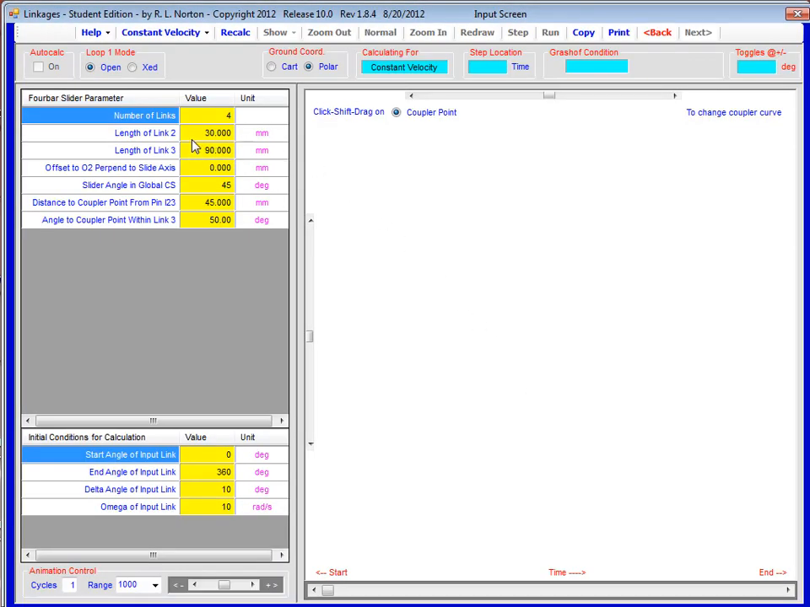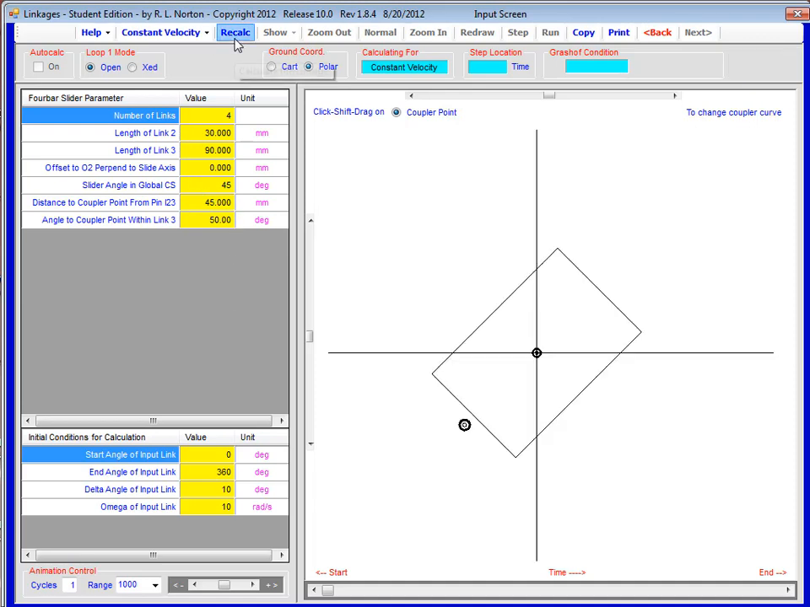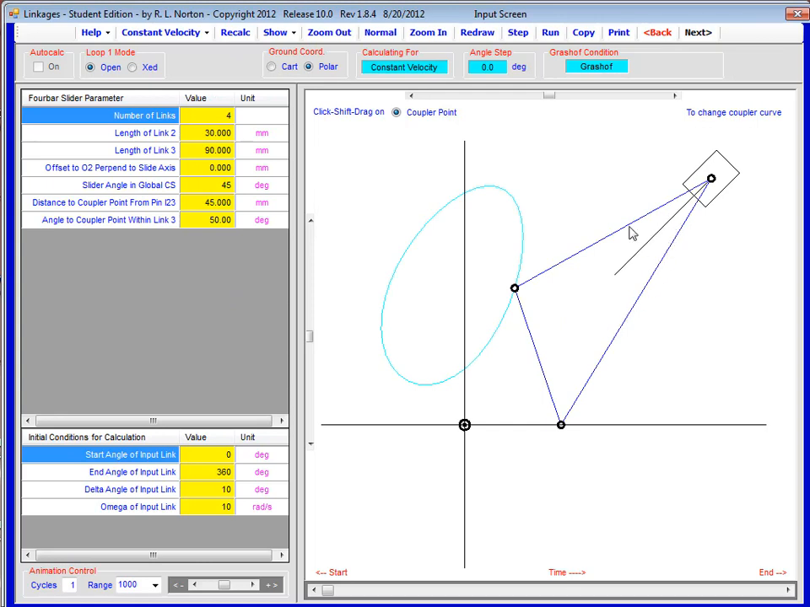Okay, so you can see that the crank is at 30, the coupler is at 90 millimeters. The offset is at 0 because the axis of the slide is going to pass right through the origin, and then it's at a 45-degree angle. The distance out to the coupler point is 45 millimeters, and it's at 50 degrees. So this should look similar to what you would have on the box that you're going to use.